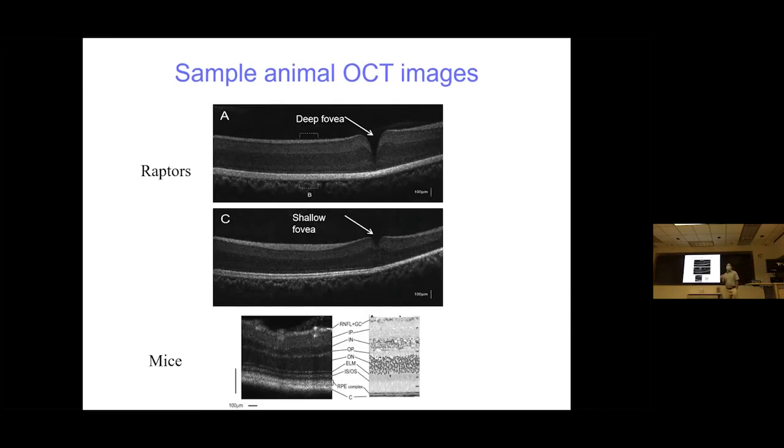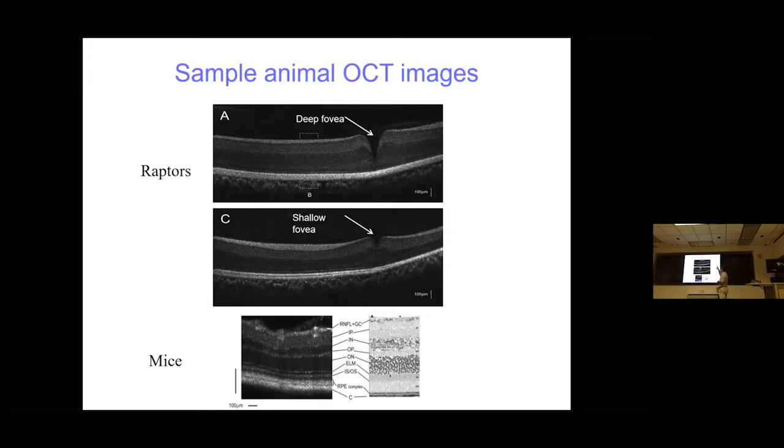My lab actually is the first to image small rodent models and also birds with high-resolution OCT. Some people use other methods, but for high-resolution three-dimensional OCT imaging of birds and small rodents, it's done by my lab.